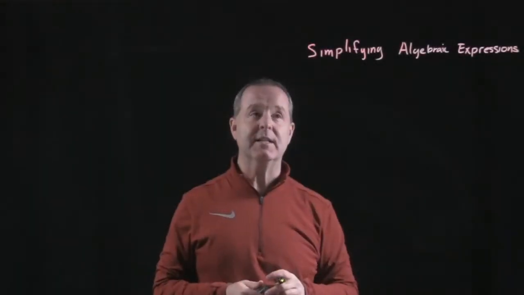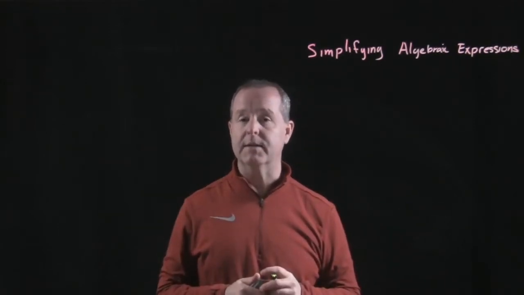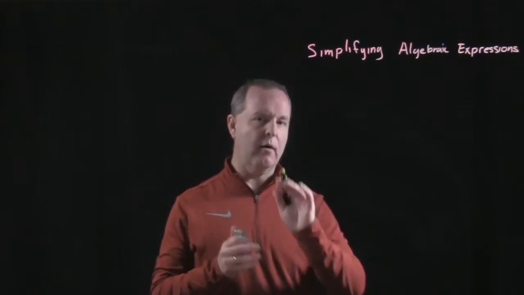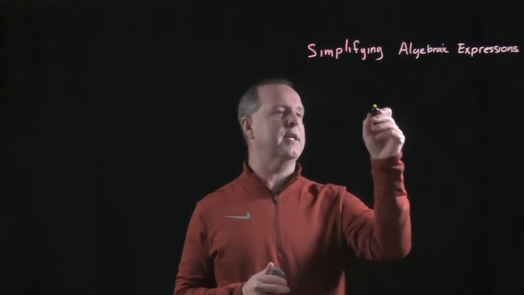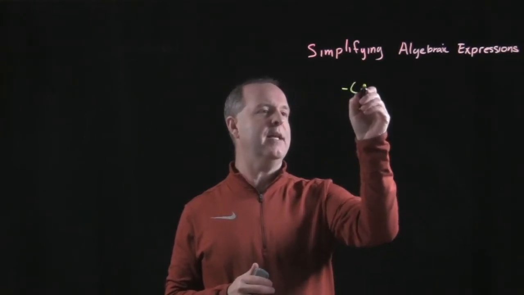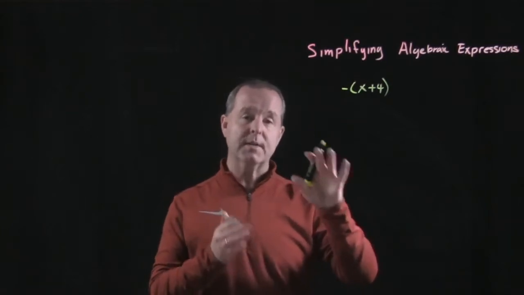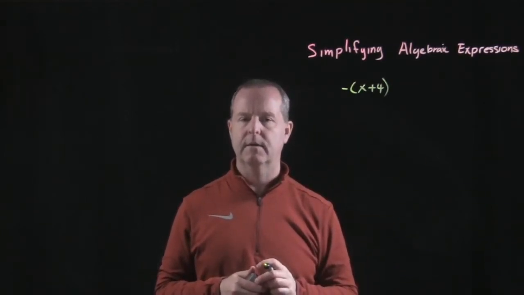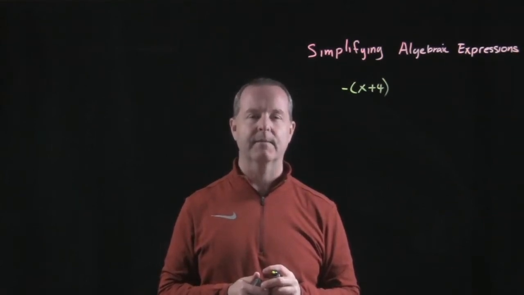Let's go through a series of simplifying some algebraic expressions and see how well we can do together. The first one, however, I want to make sure we're aware of because it hasn't really been brought to our attention yet. If I have a negative outside of a parenthesis, like negative (x plus 4), by itself, what does that mean? What do we do with that? How do we simplify that?